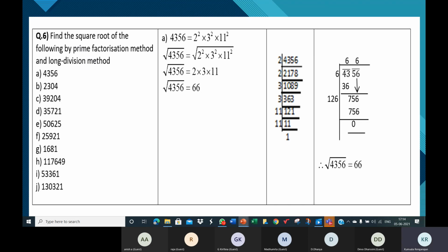All of you do the third one for me. What you see on the screen, C. All of you work. Question number 6, C subdivision. Don't find by prime factorization method. I want only long division method now. Find the square root of the number in C using the long division method quickly.